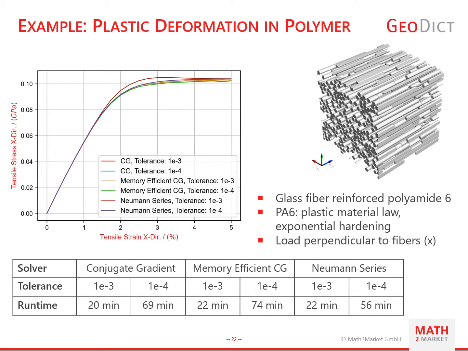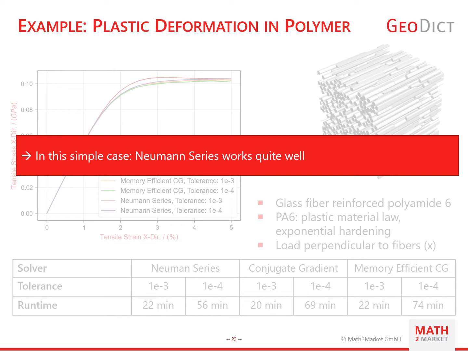Then let's look at the runtimes. There the results are again quite similar. And you might wonder why I told you on the previous slide that Newman series is slower. In this case, the pure runtime is not. It is even faster for a tolerance of 10 to the 4. But the result of Newman series with a tolerance of 10 to the 3 is not as good as the results of the other solver methods. So to get the same results, you need to go with a tolerance of 10 to the 4, and that takes longer than conjugate gradient with a tolerance of 10 to the 3. So in this simpler case, you can see some weaknesses of Newman series, but overall it works quite well.